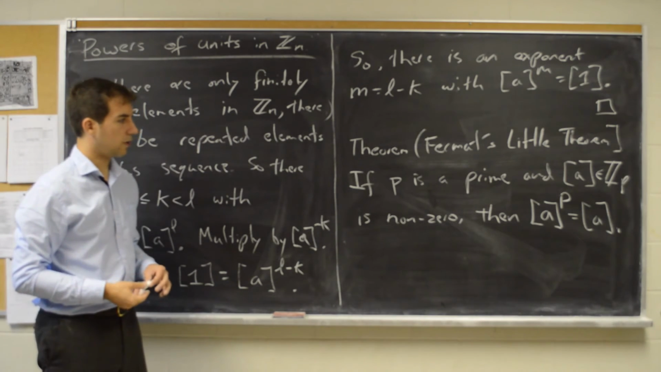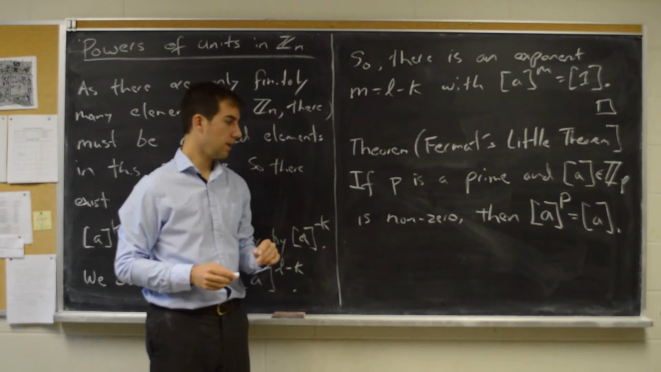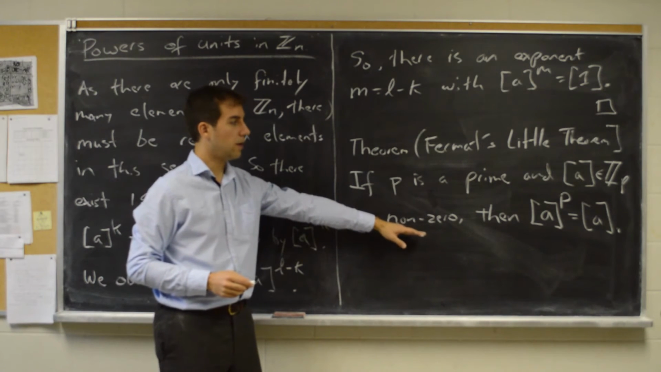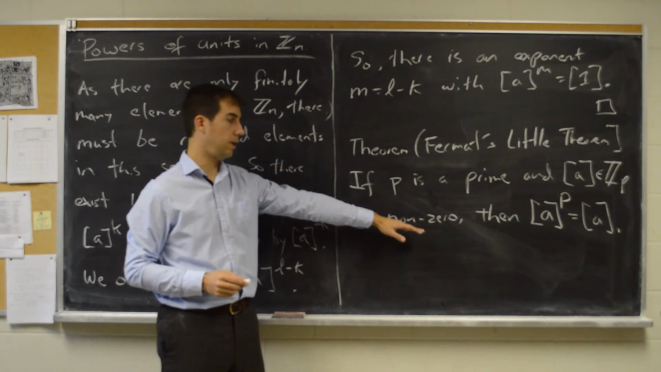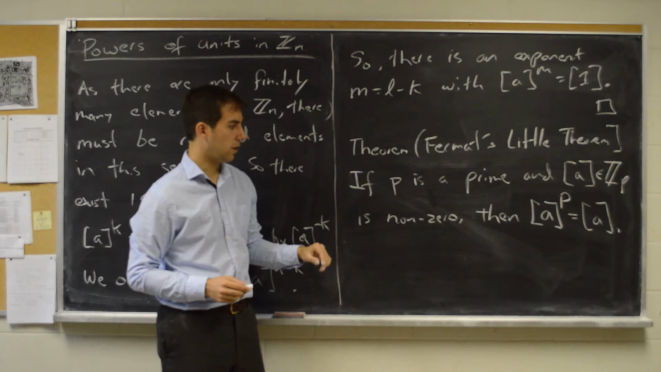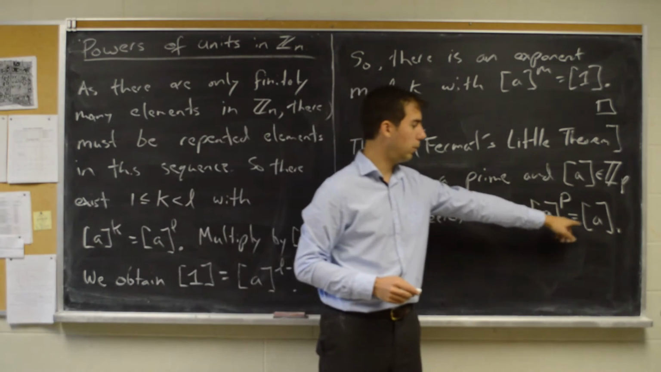So let's understand what's going on here. First off, I'm assuming that p is a prime and we're working in Z_p. That means if I say that the congruence class of a is non-zero, then it's invertible, right? We know Z_p is a field. So a is definitely a unit here. And we're saying that if we take this unit and we raise it to the power p, we will get back a.